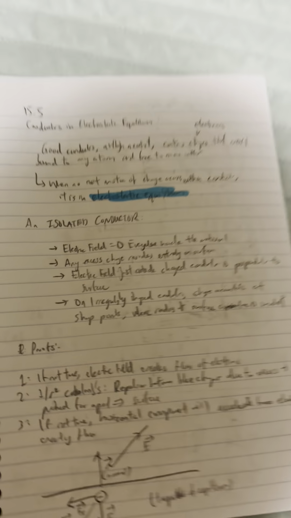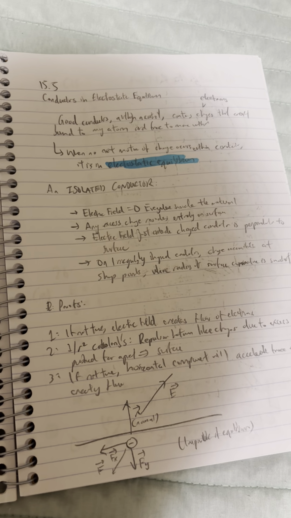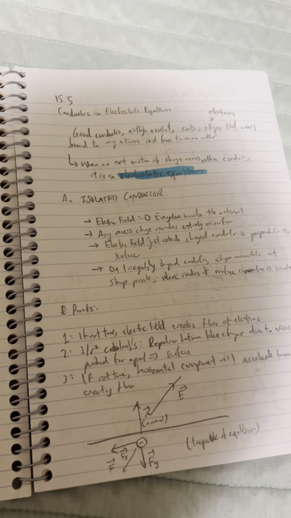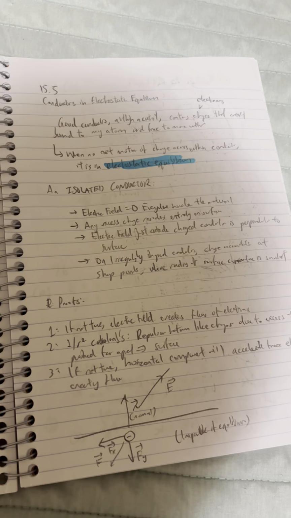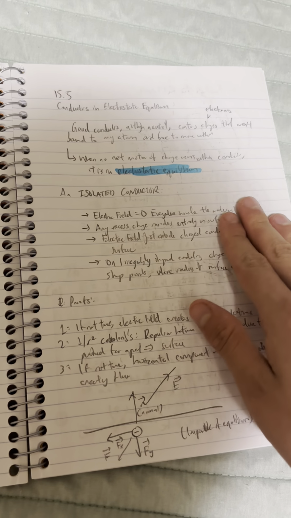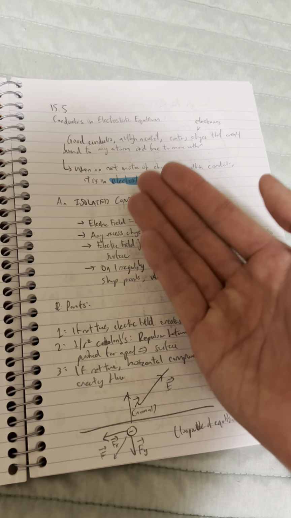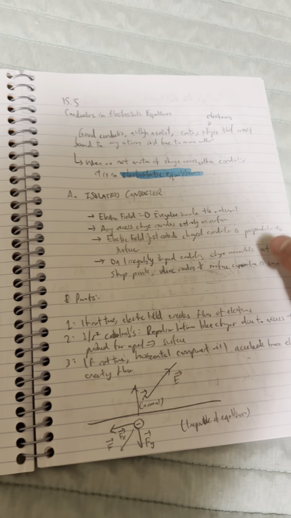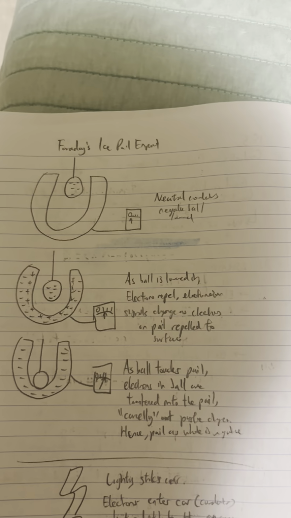So yeah, here are some conductors. Conductors are basically stuff that conducts the flow of electrons. Here are just some characteristics of isolated conductors, where everything's in electrostatic equilibrium, where no net motion of charge occurs within the conductor. So yeah, here are some examples, and here is Faraday's ice pail experiment, which is actually pretty cool.